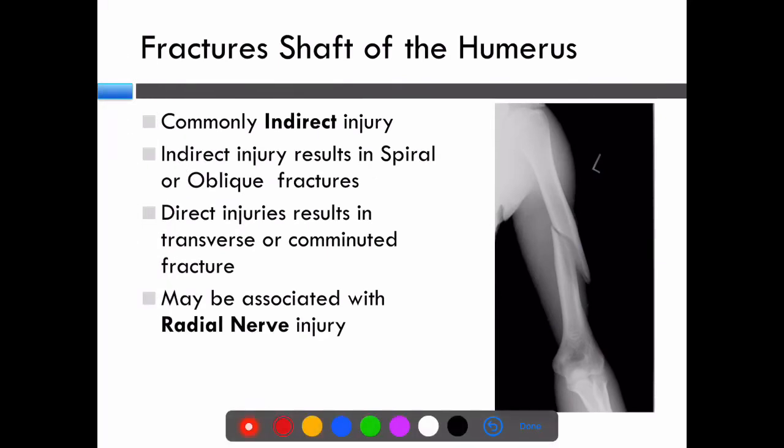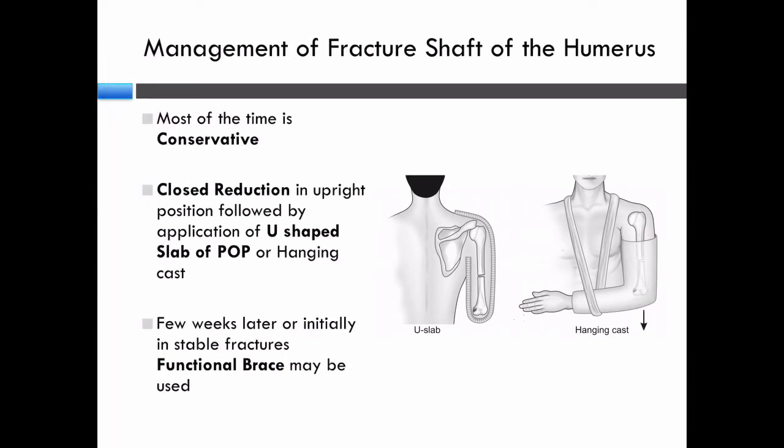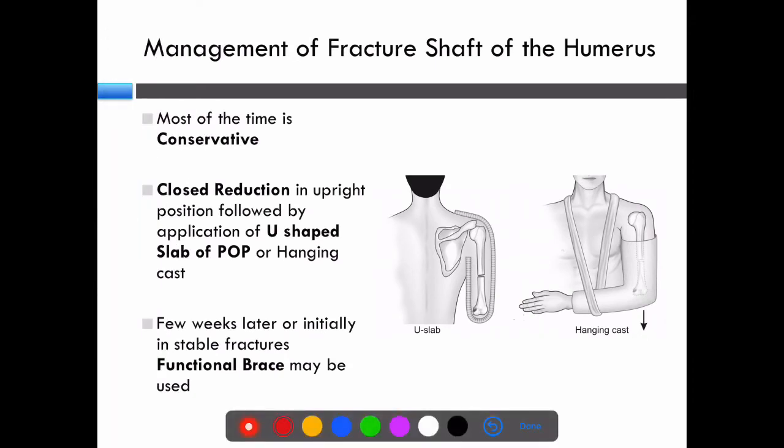So, next we come to the fracture shaft of the humerus. It is mostly indirect, but may be direct, and is often associated with radial nerve injury. Diagnosis is very easy, but the management is quite dicey. Actually, the decision-taking is very difficult in these cases.